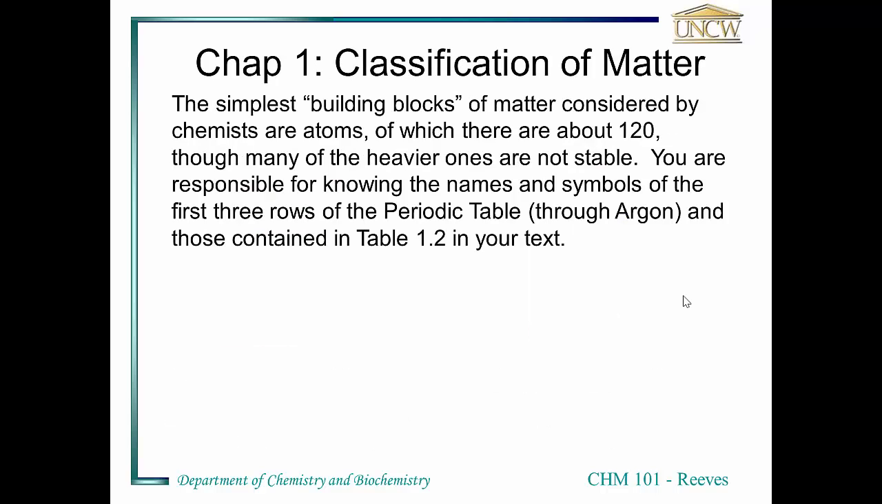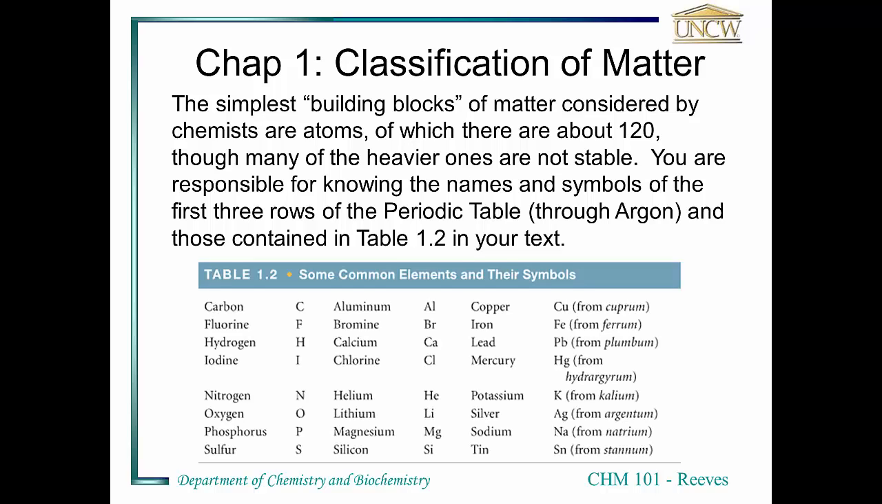Here on the Earth, the simplest building blocks of matter are atoms. They're stable, at least most of them are, and they're pictured in the periodic table, which we'll talk in some detail about a little bit later. You're responsible for knowing the names and symbols for the first 3 rows of the periodic table through argon. And you're also responsible for the elements that are listed in this table, some of which are in that first 36, others are beyond it. But these are common elements that we refer to quite a lot.